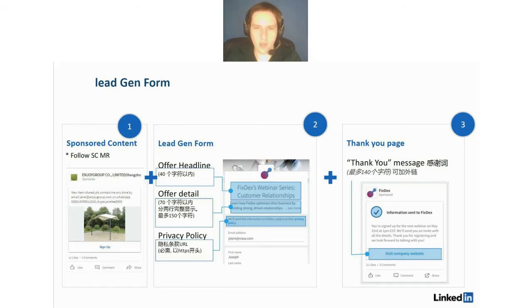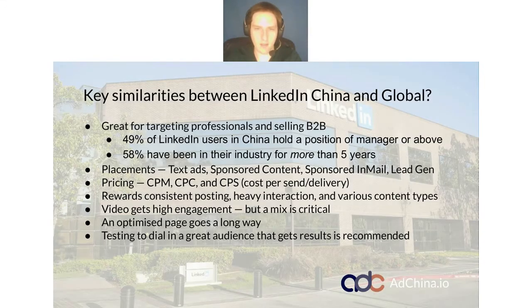So on the pricing, it works pretty much the same as global with the CPM and the CPC for impressions and clicks respectively, and the CPS, which is the cost per send on those in-mail messages. And as I mentioned, those are more cost per delivery in how the pricing works, in that you pay once it is delivered.